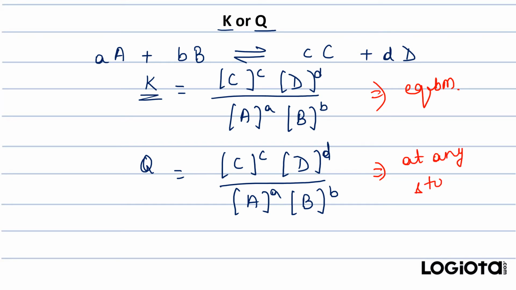Now you need to understand one thing, that Q always tends to become equal to K. So if Q is greater than K, then it will try to decrease itself so that it becomes equal to K. And if Q is smaller than K, then Q tends to increase so that it becomes equal to K. Now let's see how it does that.